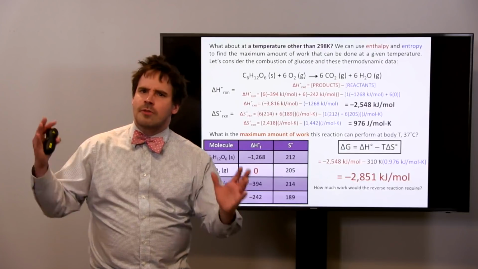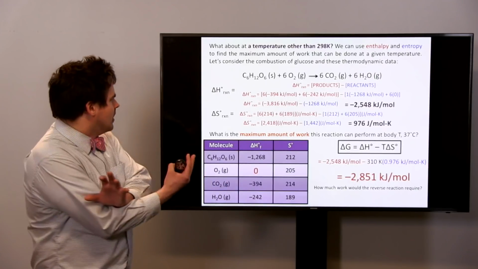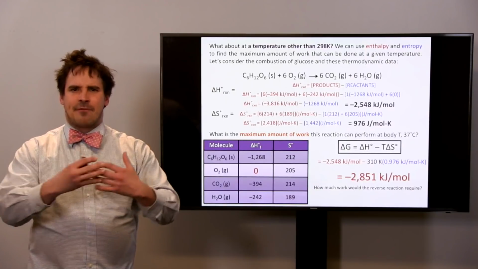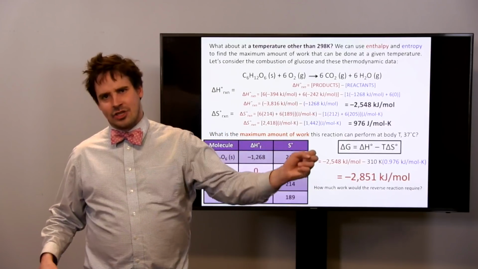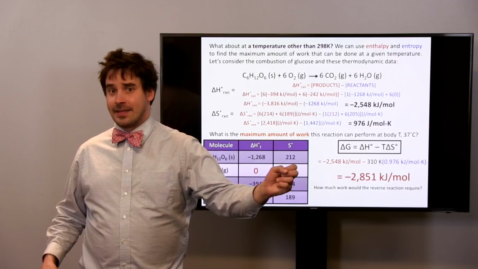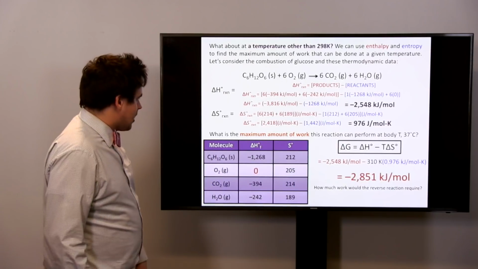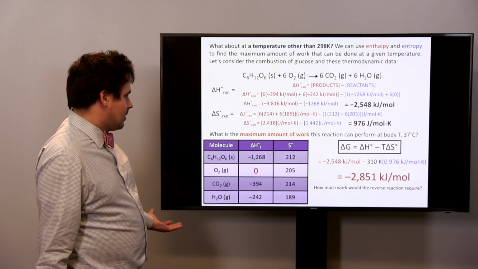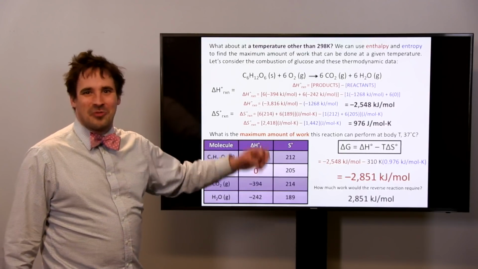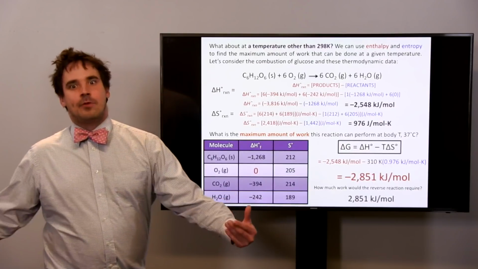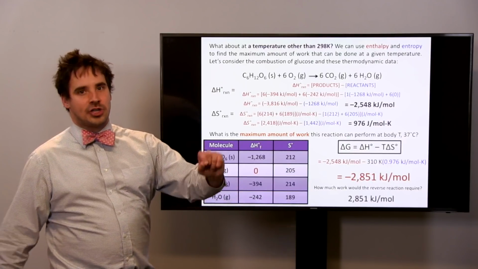What if we wanted to do the reverse reaction, however? So the reverse reaction would be taking carbon dioxide and water and mixing them to form sugar and oxygen, also known as photosynthesis. Well, photosynthesis takes energy from the sun to do. So how much work would the reverse take? Well, 2,851 kilojoules per mole is the energy that we would need to put in at a minimum if we were 100% efficient with our energy input.